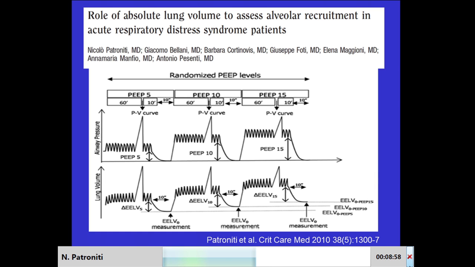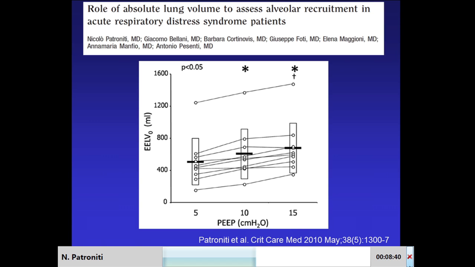We disconnected the ventilator from the patient. We measured the PEEP volume, and at the end, after 10 seconds of disconnection, we connected the bag with the helium, and we measured the FRC, coming from different PEEP, 5, 10, 15. And what we found was that there was a significant increase in FRC coming from different PEEP levels. Higher PEEP levels will end up with a higher FRC.